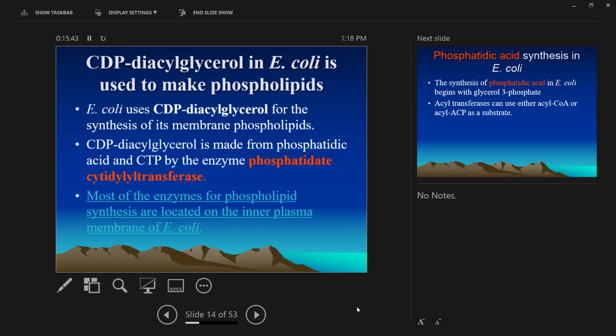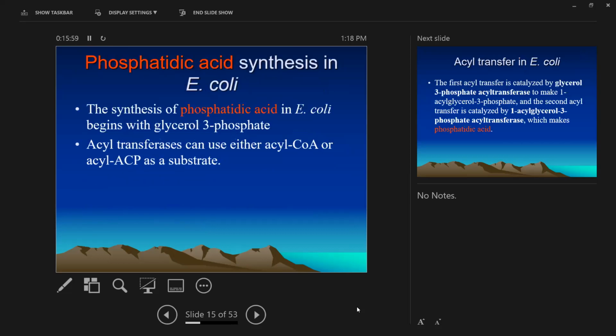The enzymes for phospholipid synthesis in bacteria are located on the inner leaflet of the plasma membrane because they don't have an ER. In animal cells, that's the ER. So you make phosphatidic acid in E. coli from glycerol 3-phosphate and fatty acyl coenzyme A and acyltransferases. You can use acyl-ACP as a substrate as well with these acyltransferases. They can use acyl coenzyme A or acyl-ACP.